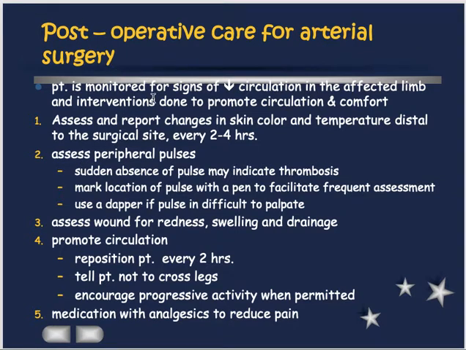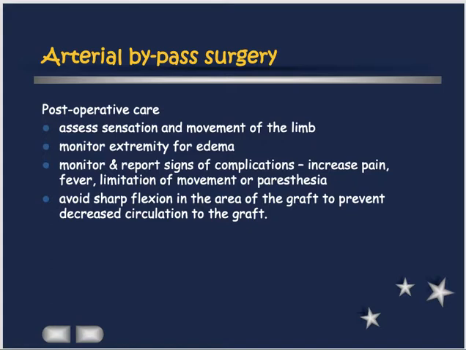Of course, the patient should be monitored. We must check the skin color and temperature. After the surgery, we must assess their peripheral pulses and assess their wound for redness, swelling, and drainage. We must promote circulation and prescribe them medication to reduce pain. Okay, so again, these are the details of what can be done for arterial bypass surgery, right?